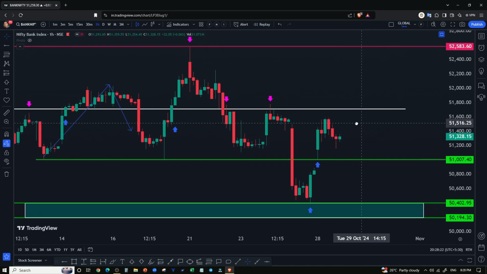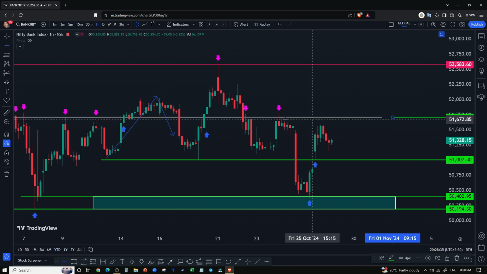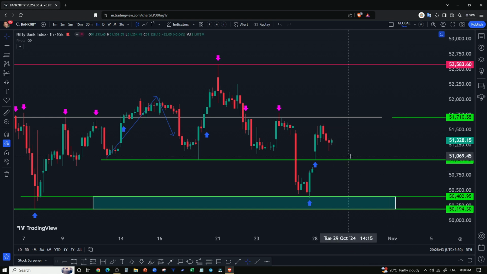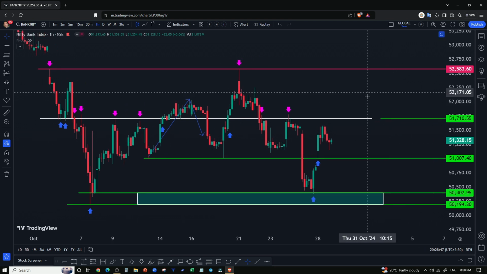So for time being, what are the important levels? For the short term, this is the important level, 51,727, because multiple times it has been taken as a reference point, and this is also a very important point, 51,000. So a breakout on either side can lead to further extension. Okay, we need to monitor these two important levels.